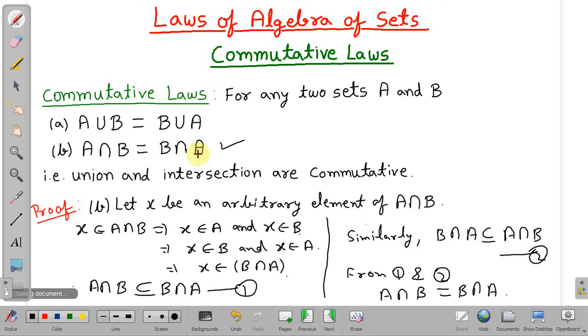Okay friends, so in this lecture we have discussed commutative laws and we have seen how to prove them.